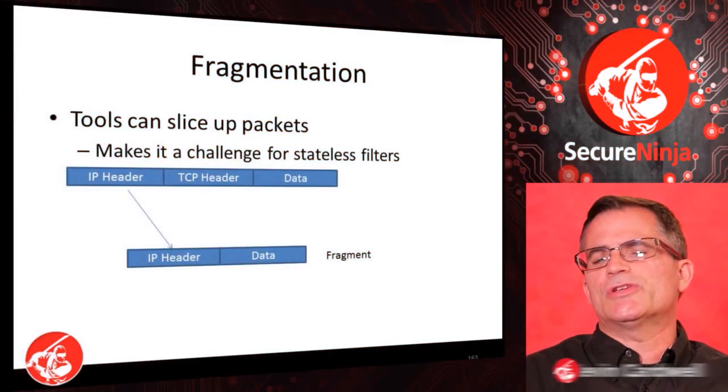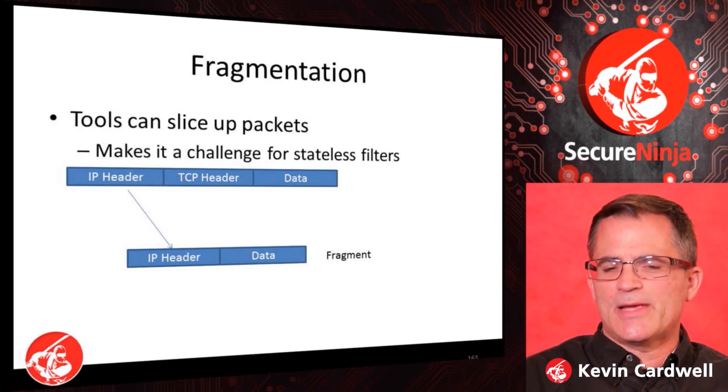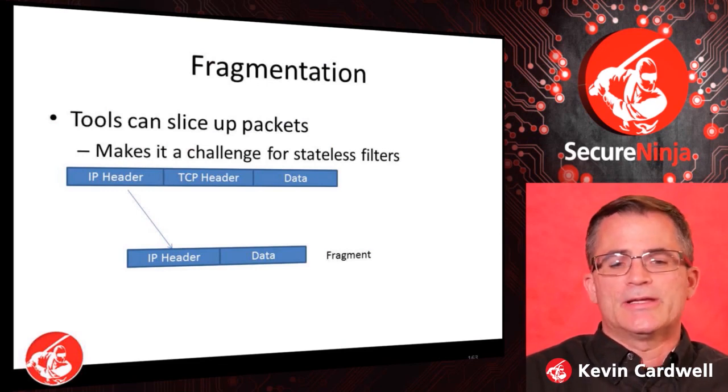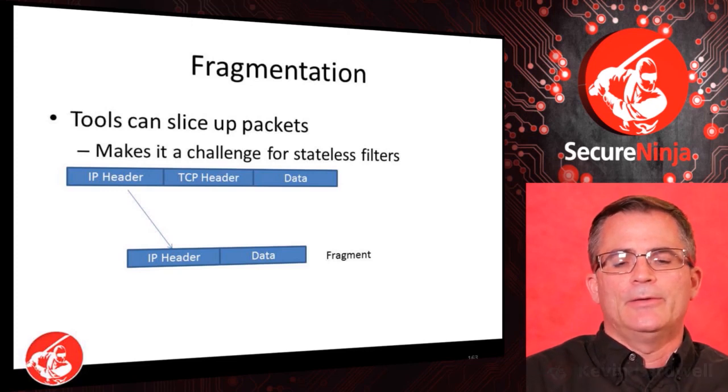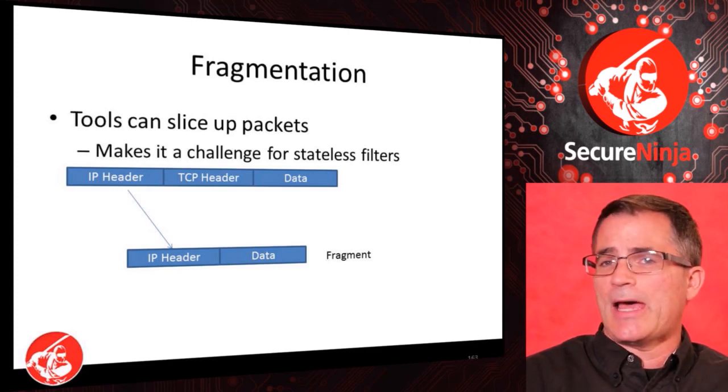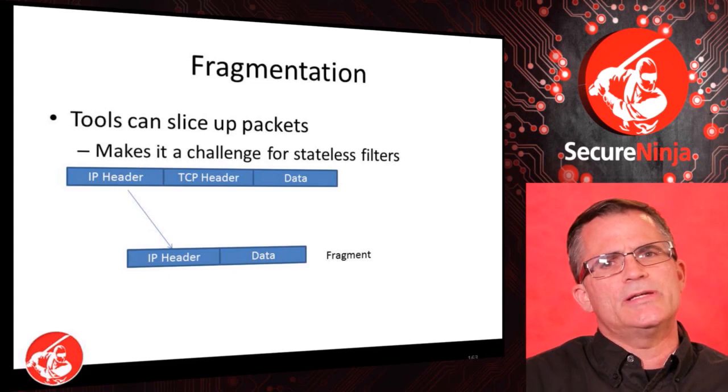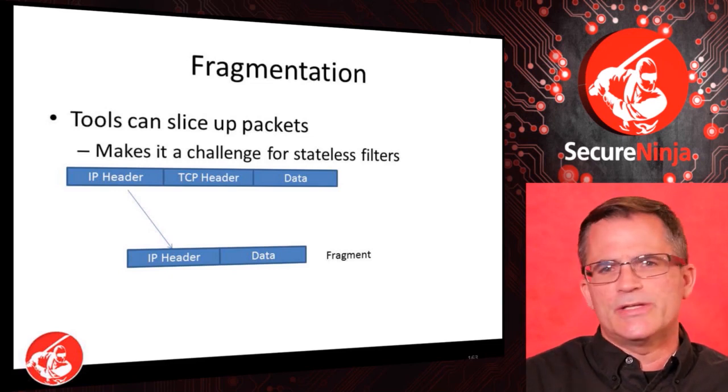Fragmentation. We can use a tool to slice up our packets. This makes it a challenge for stateless filters, because as you look at that first fragment, you've got the IP header, TCP header, and data, but look at the fragment. The fragment has the IP header. Where's the TCP header? There is no TCP header.